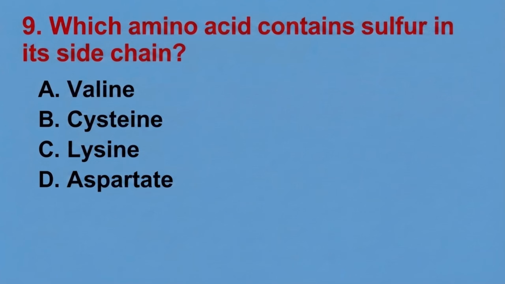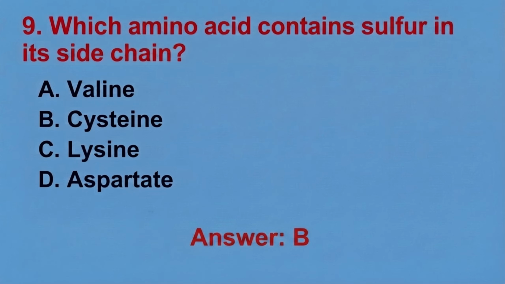Then let's go to question 9. Which amino acid contains sulfur in its side chain? A, valine. B, cysteine. C, lysine. D, aspartate. You have 5 seconds. So the correct answer is B, cysteine.